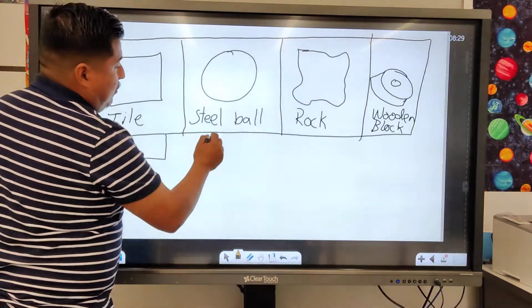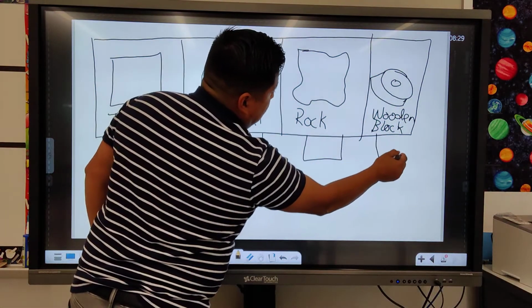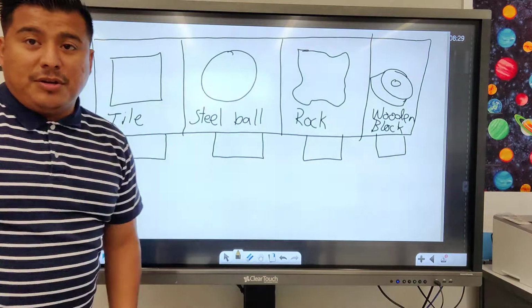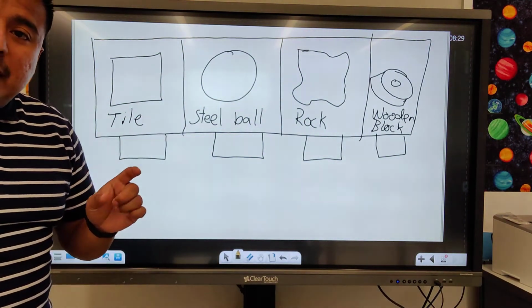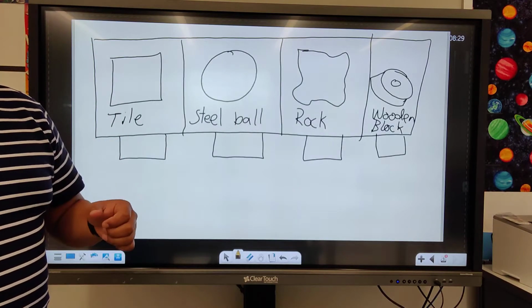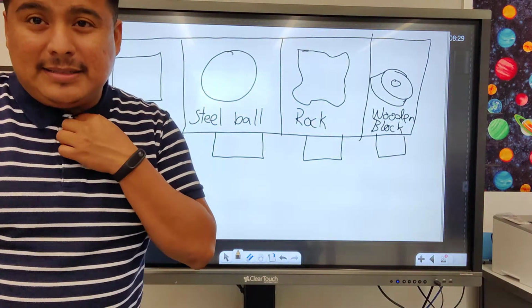You're gonna write down which one is number one, which one has the most mass out of all four of them. So you're gonna predict. Number one, that's the one that has the most mass. Number two is the second one to have the most mass. And of course, if you go to the end, number four is the one that has the least mass, okay?